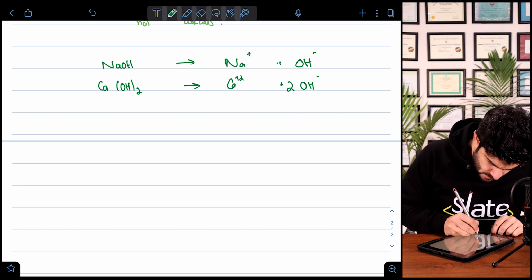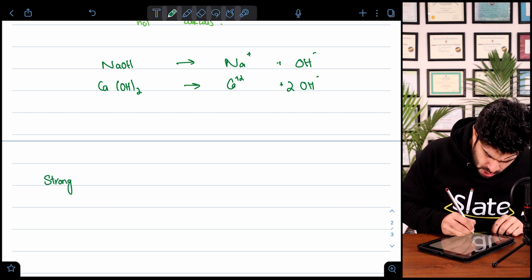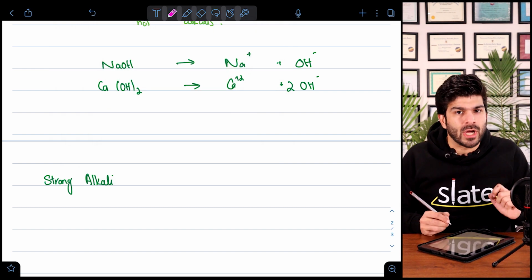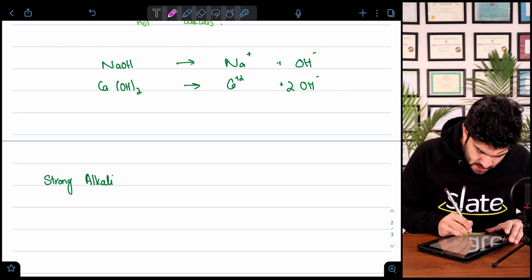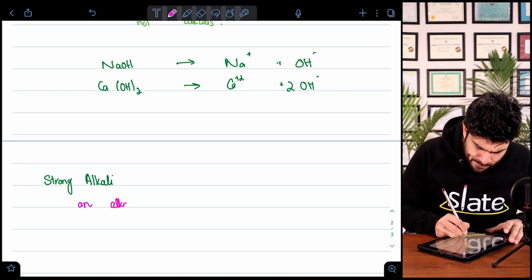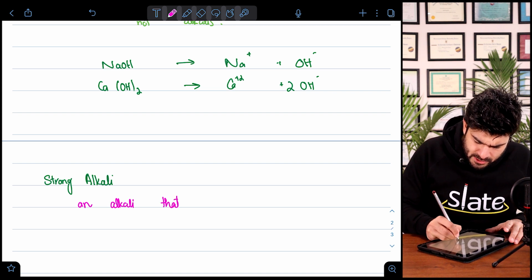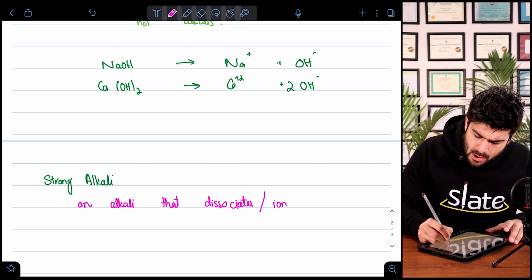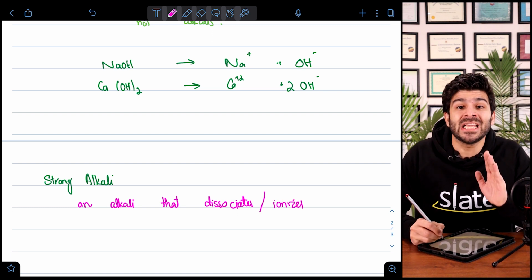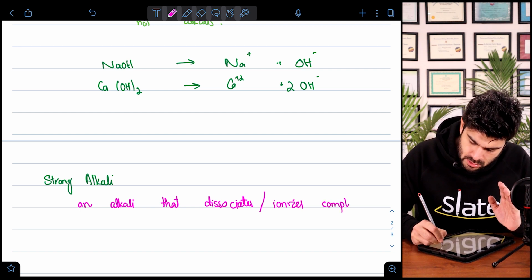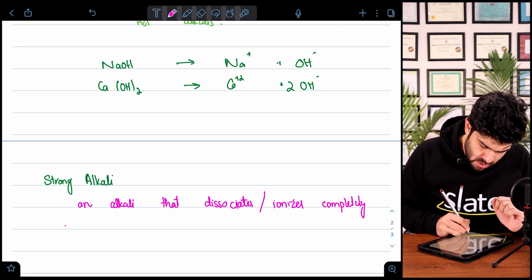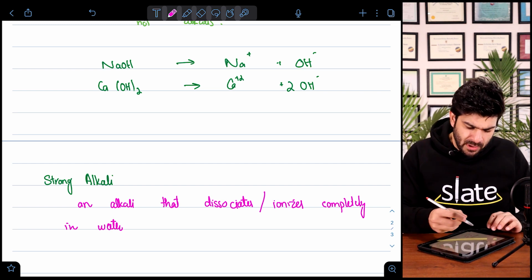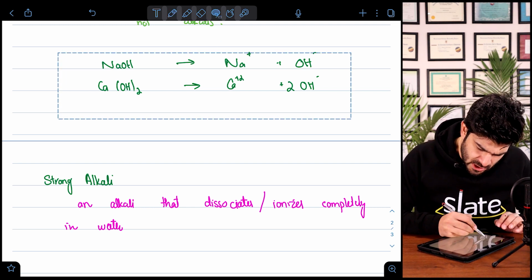So let's talk about the types of alkalis. First, strong alkali. Which is a strong alkali? Just like acids, an alkali that dissociates or ionizes completely in water is a strong alkali. For example, we can talk about the examples we just did here.